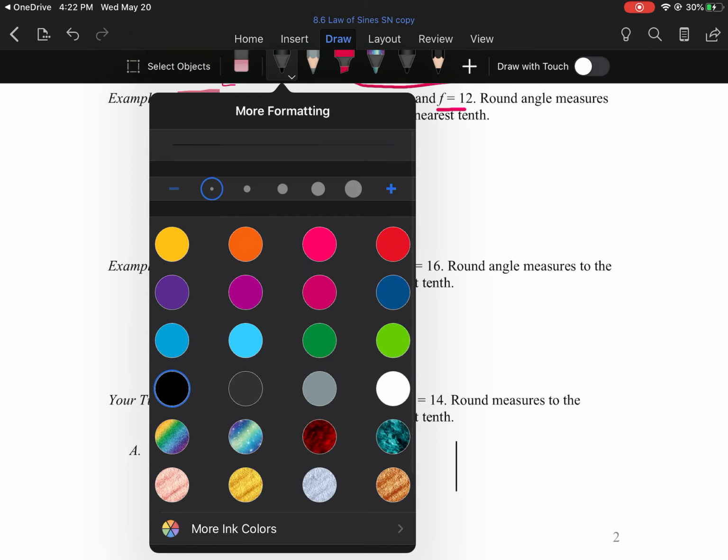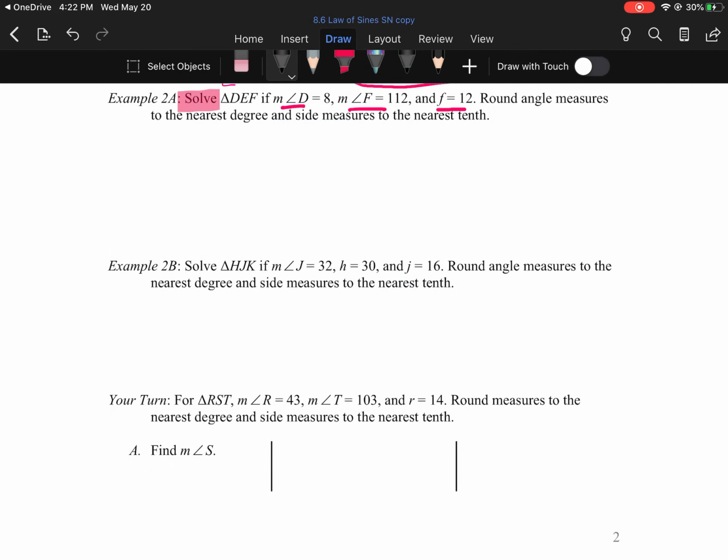So let's go ahead and start by drawing a triangle. So we have triangle DEF. Right, so DEF. Angle D is 8 degrees. Angle F is 112, so you can clearly see my picture is not drawn to scale, and side f is 12. But that's okay. All right, so we have to find side lowercase d, side lowercase e, and angle E.